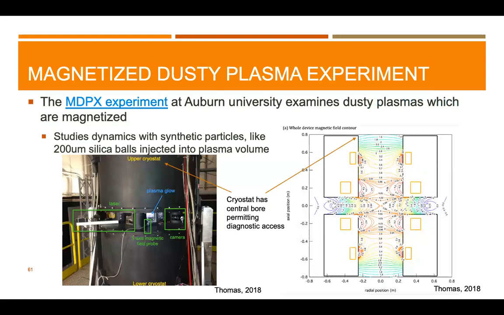Another big one is the magnetized dusty plasma experiment at Auburn University. They have what they call a second generation dusty plasma experiment. It was just completed, I think, in 2014, so it's still a very young experiment. They have these very large cryostats and very large bias coils that they can use to get some pretty interesting magnetic topologies and extremely precise temperature control. They also have a central bore through the cryostat, which permits diagnostic access from above. So you can see this plasma from basically every angle. They have superior diagnostic access to basically every other dusty plasma experiment on the market.